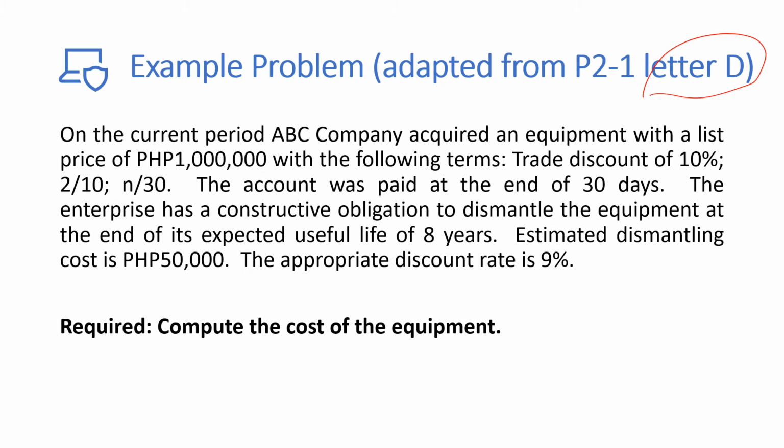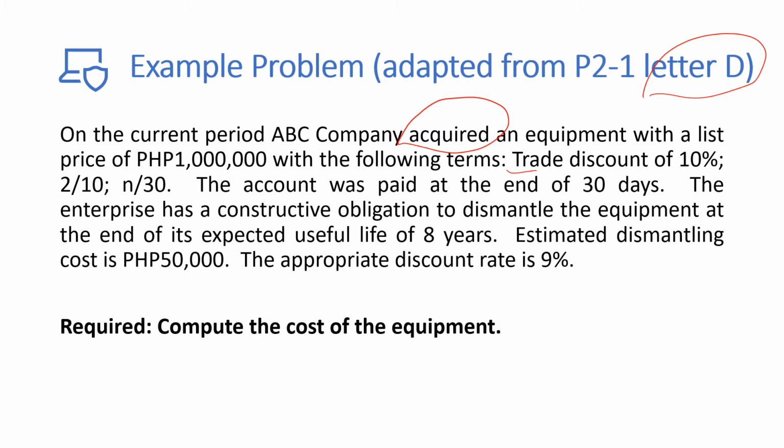So on the current period of ABC company, so ABC company acquired an equipment, so not purchase because the word purchase is used for inventory. This time, for PPE, we should use the word acquired or acquisition. So you cannot acquire inventory. You purchase an inventory. But you cannot purchase a PPE. You acquire PPE. With a list price of 1 million, so with the following terms.